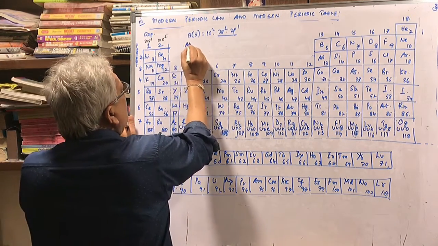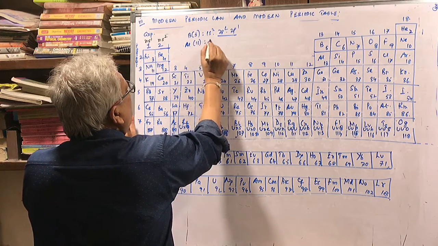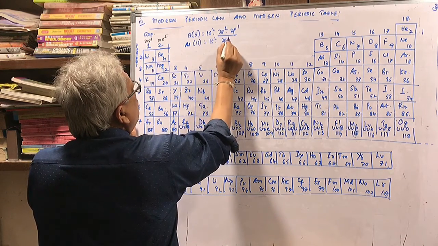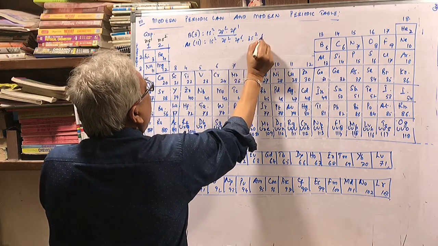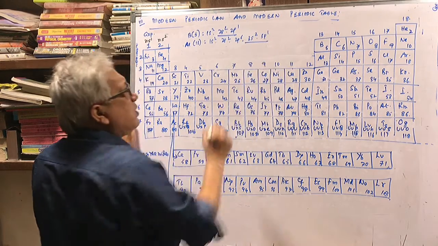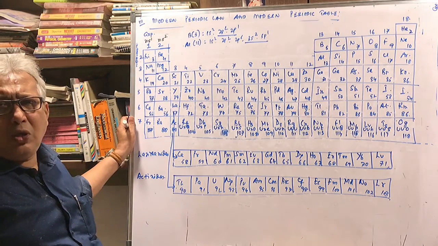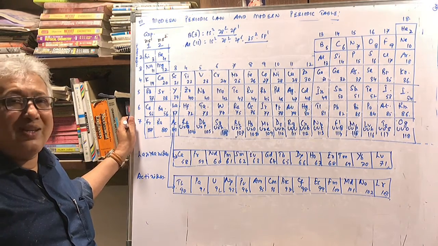Aluminium, if you see, it will be 13. So configuration is 1s2 2s2 2p6 3s2 3p1. If you ask me what is the outermost configuration, I say 3s2 3p1. That is, the outermost shell is the third shell.